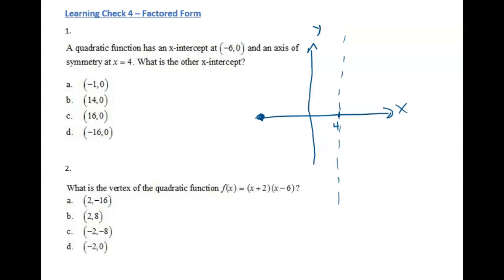Well, what this relies on is you remembering that there's a reflection. If my axis of symmetry is here at 4, and an intercept is here at -6, this will be 10 spaces away. -6 to the origin is 6 spaces, then 4 more gives us our 10. Then our next point should be another 10 spaces over, and 10 spaces past 4 would be at 14. So the answer would be B.